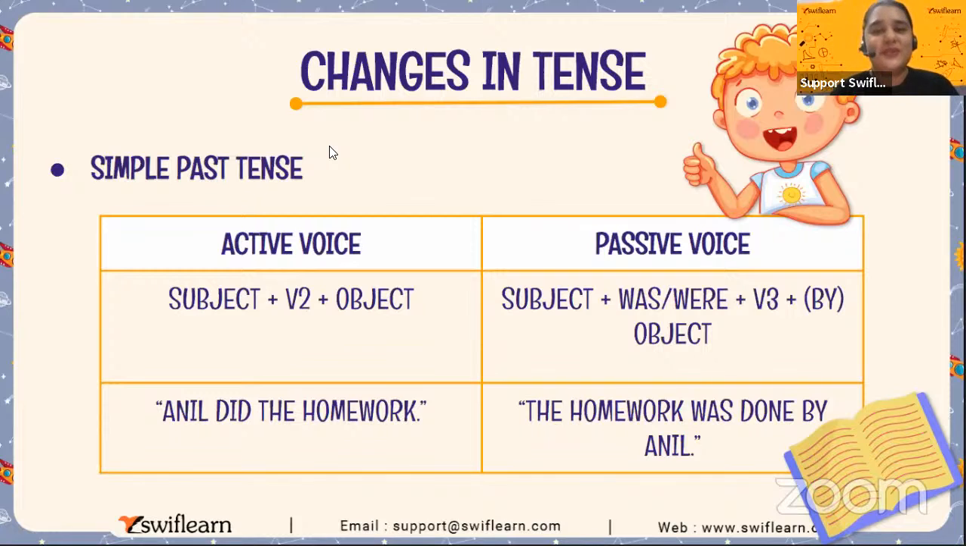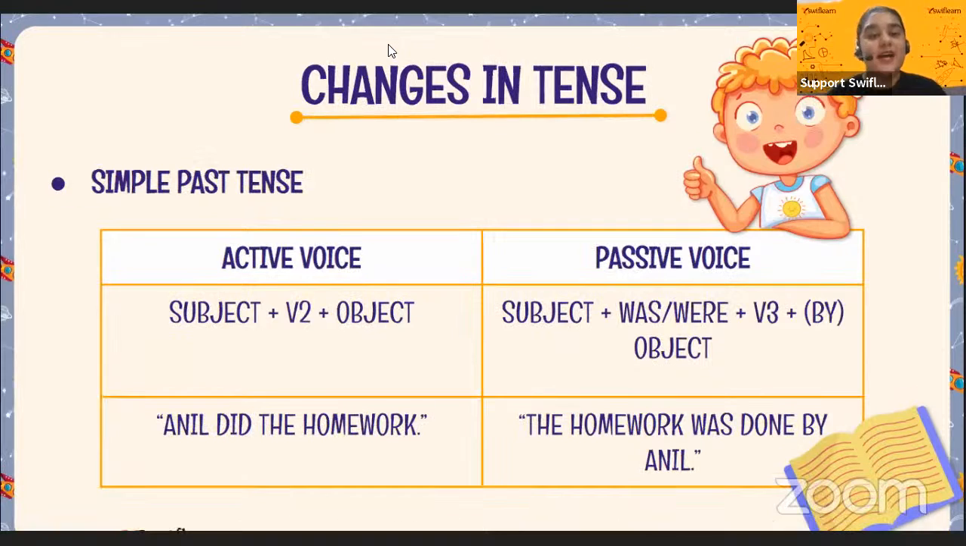So what will be the rule? Let's understand the rule first now. So in simple past tense, the active voice rule will be subject plus verb second form plus object, okay? And when we are changing it into passive voice, subject plus was/were plus verb third form. You don't need to forget that in passive voice we will use verb third form, and we will use the preposition by and object. So let's see the example.